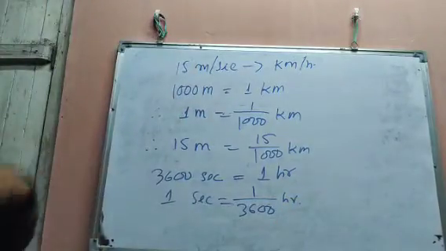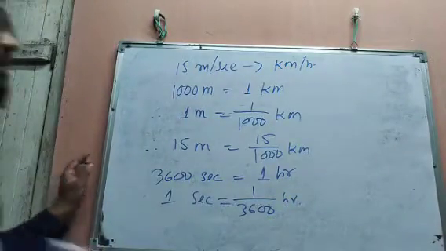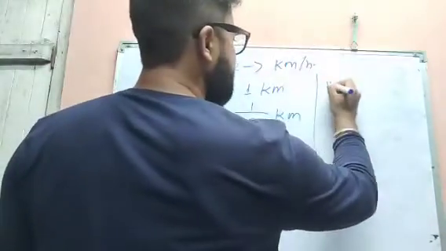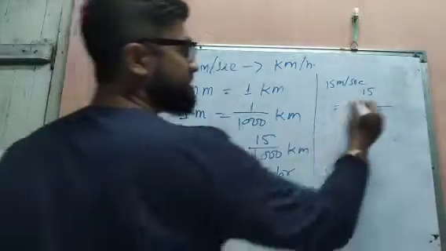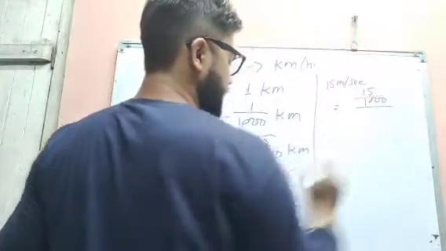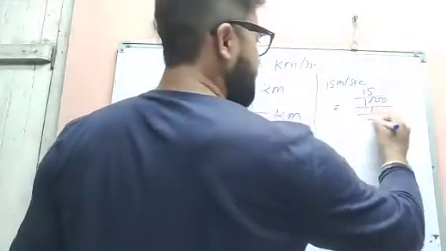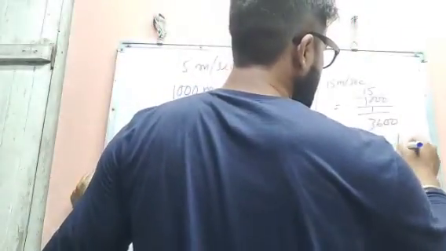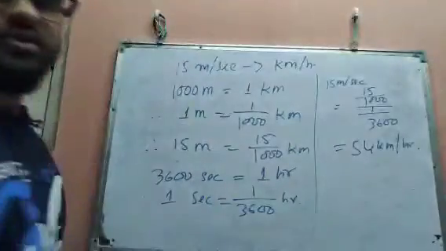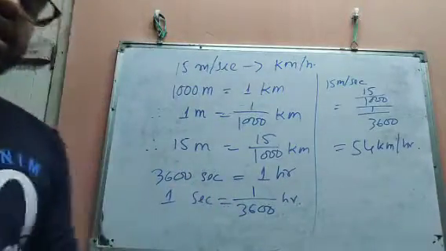Now to convert this, simply do one thing. For 15 meter per second, we take 15/1000 divided by 1/3600. And if we do the calculation, this time we will get 54 kilometers per hour. Okay, let me show you the way of doing the calculation. See how to do it.